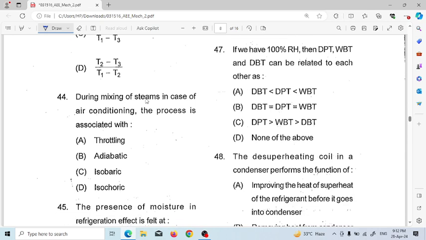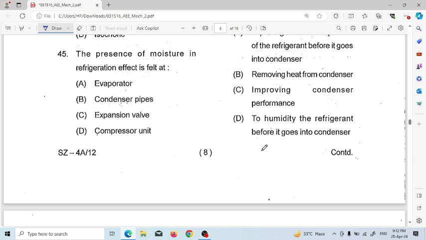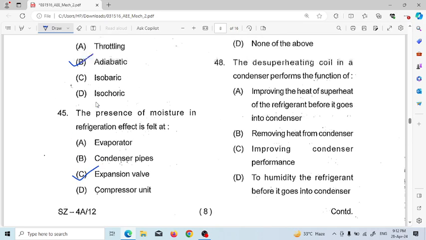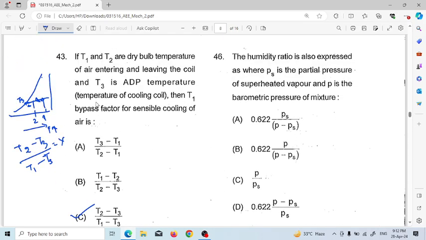Next, mixing of streams in air conditioning process is associated with adiabatic mixing. Next, the refrigeration effect is felt at the expansion valve. The humidity ratio is also expressed in terms of PS, where PS is the partial pressure of superheated vapor, and P is the barometric pressure. So the formula is 0.622 PS divided by P minus PS.